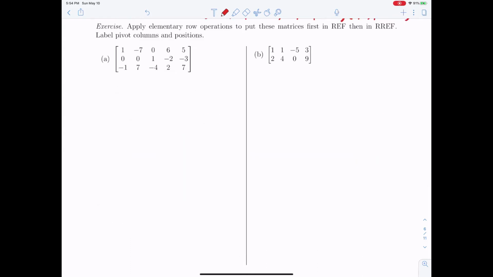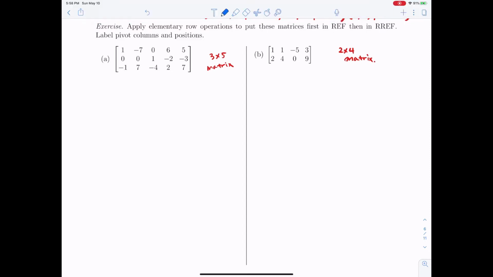So we have two different matrices. For part A, we have a 3 by 5 matrix, and for part B, we have a 2 by 4 matrix. Let's pause the video and try both part A and part B of this exercise.